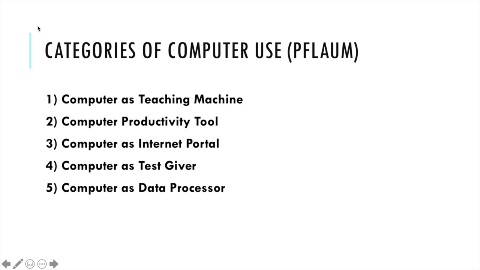The fourth category, computer as test giver, is used infrequently, but it does give quick results to the students of the reports of the tests. And finally, number 5, computer as data processor is used in terms of administration in order to provide data to guide curriculum selection.